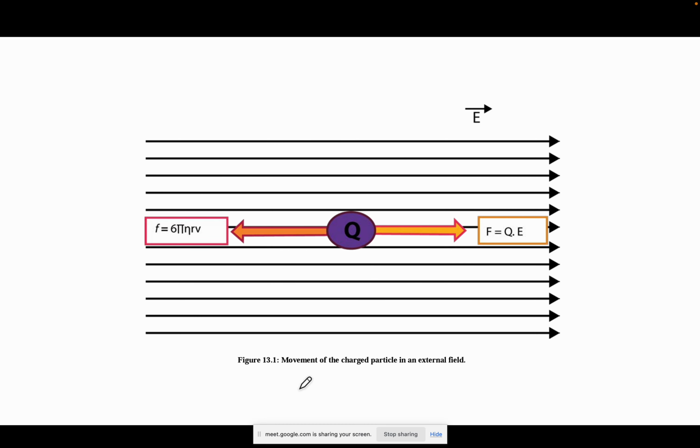Now you can see that a charged molecule is moving in an external field. Why an external field? Because in the electrophoresis setup, which we will see afterwards, you are applying voltage and current, so there is an external field you are putting on.